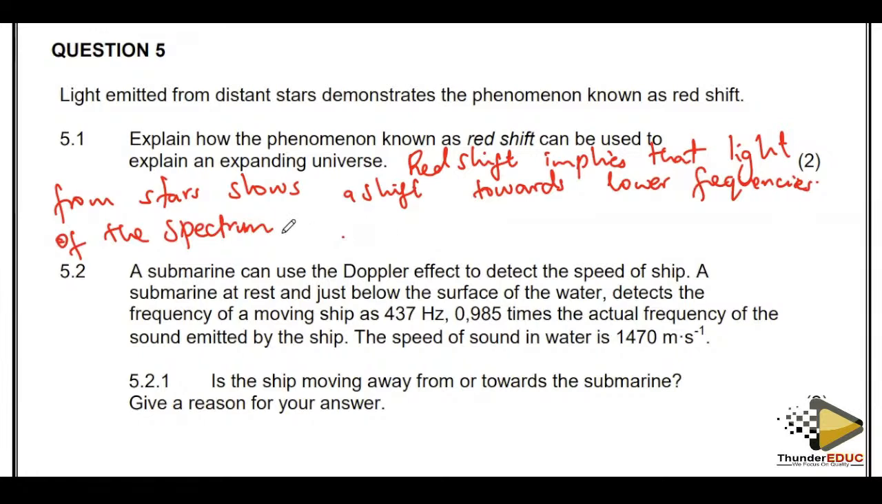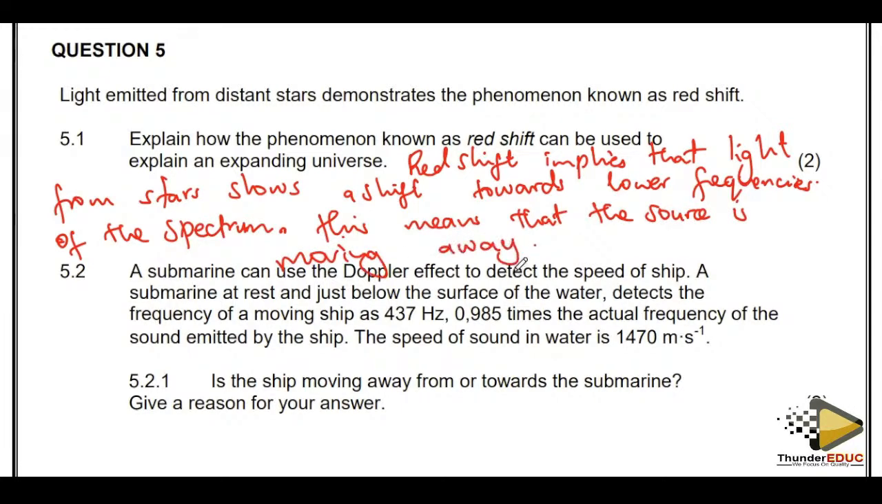So according to Doppler, what did we say? According to Doppler, you know that this means that the source is moving away. As long as it's emitted towards the lower frequencies, it's moving away. So remember what we said, redshift, the source of light is moving away.